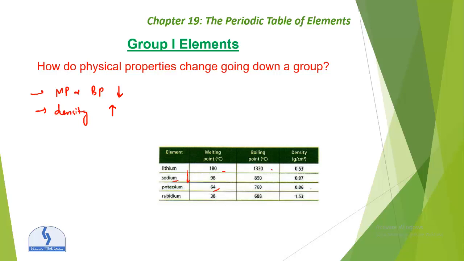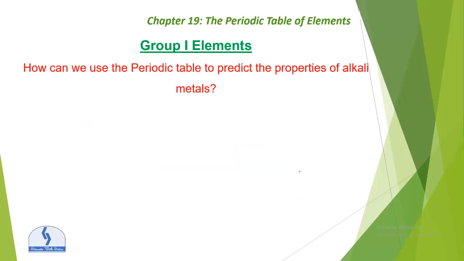You can see the boiling point as well. Going down a group, the boiling point decreases, and the density increases. Look, lithium has 0.53, while sodium has a greater density compared to lithium, that is 0.97. So basically, going down a group, density increases. You can see the chart. How can we use the periodic table to predict the properties of alkali metals?